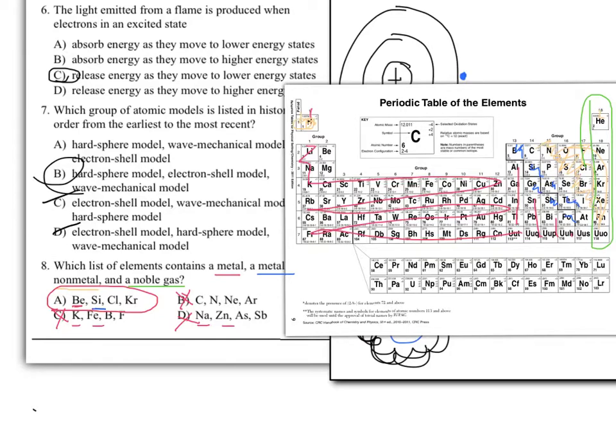The non-metal would be chlorine. Chlorine's element number 17. So chlorine is the nonmetal. You can see it's right over here. And krypton, which is located right over here, element 36, is our noble gas. So that choice has all four choices.